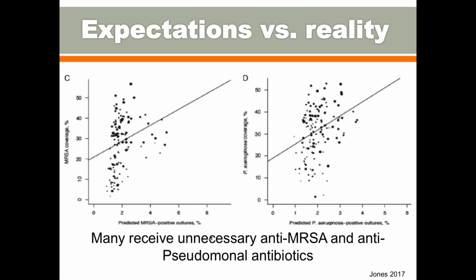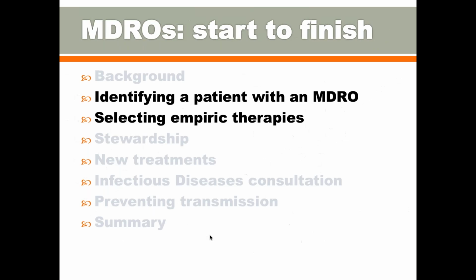So as I alluded to, this has sort of led to some problems in terms of overuse of broad-spectrum antibiotics. These two graphs here, on the left is MRSA, on the right is Pseudomonas, and on the y-axis is the percentage of the time that people are receiving coverage for these bacteria, and on the x-axis is how often they actually have it. So you can see only 2 to 5% of the time does someone have MRSA or Pseudomonas, but between 5 and 60% are getting anti-Pseudomonal and anti-MRSA agents. So lots of folks are receiving unnecessary antibiotics, which leads into the next portion of the talk, which is thinking about how to identify patients with drug-resistant infections and then selecting the therapies for them.